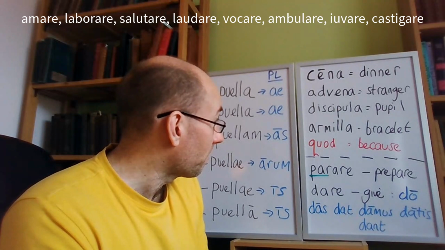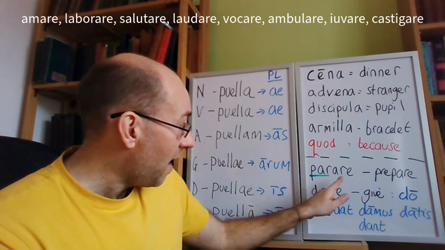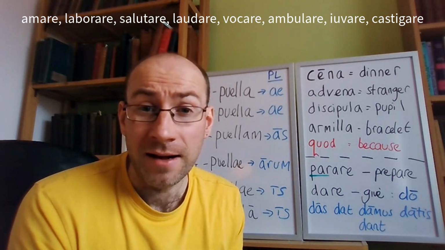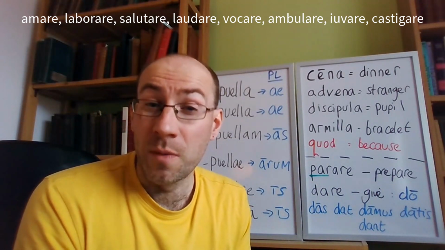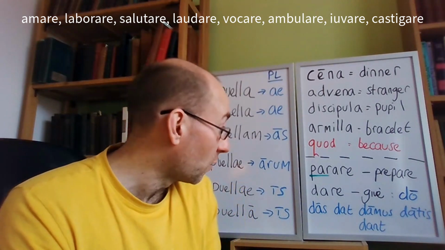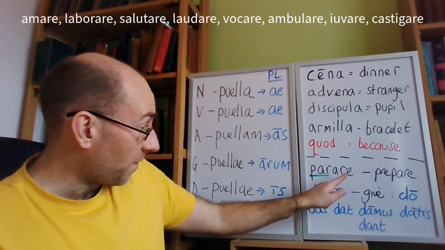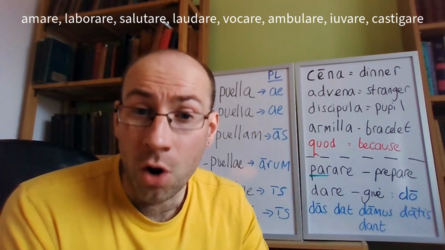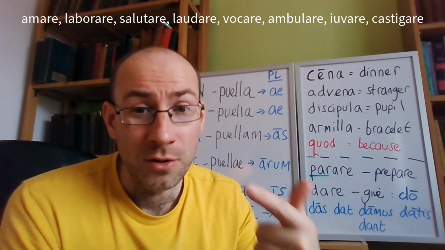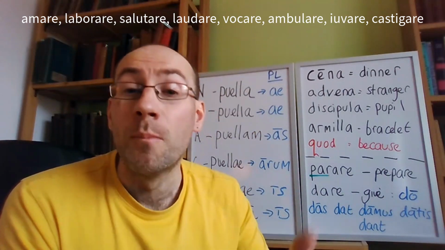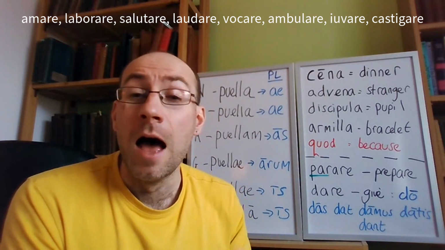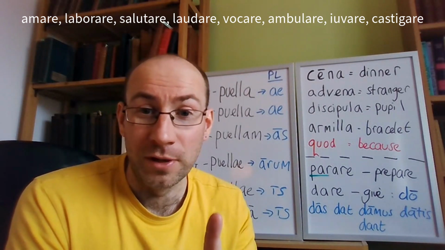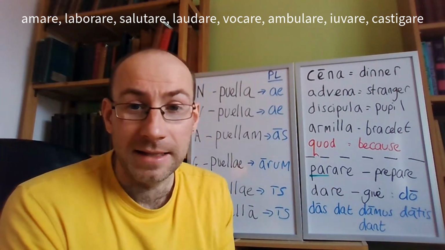And parare is another first conjugation verb, like amare, salutare. Parare is the verb to prepare, to get ready, make ready. So we take off the -are and we have the stem par. Let's just do it together. Paro, paras, parat. I prepare, you prepare, she, he prepares, or it prepares. Paramus, paratis, parant. Again, paro, paras, parat. Paramus, paratis, parant. Brilliant. We'll leave the last one. I'll come back to that later.